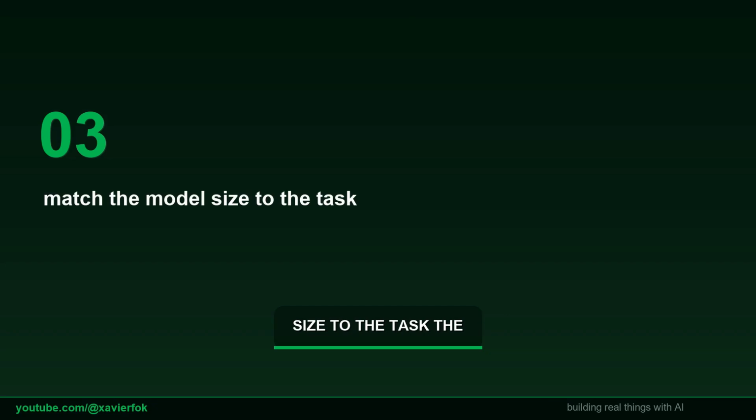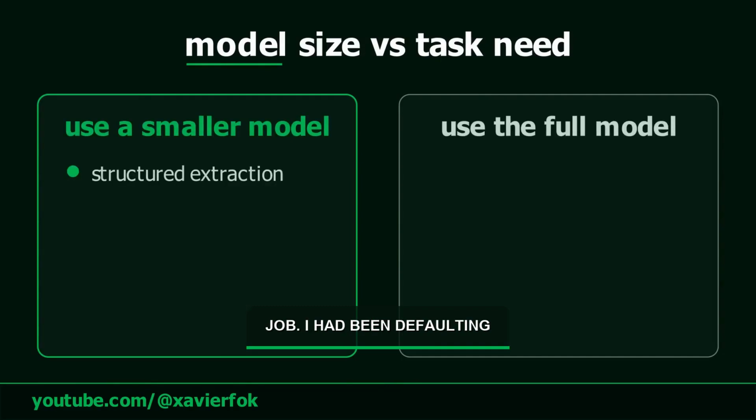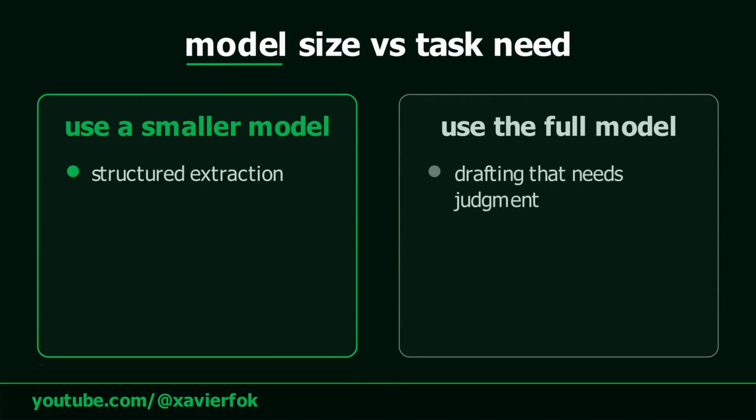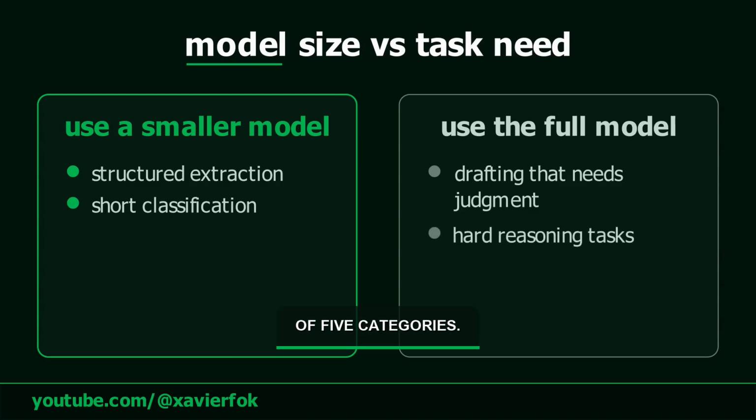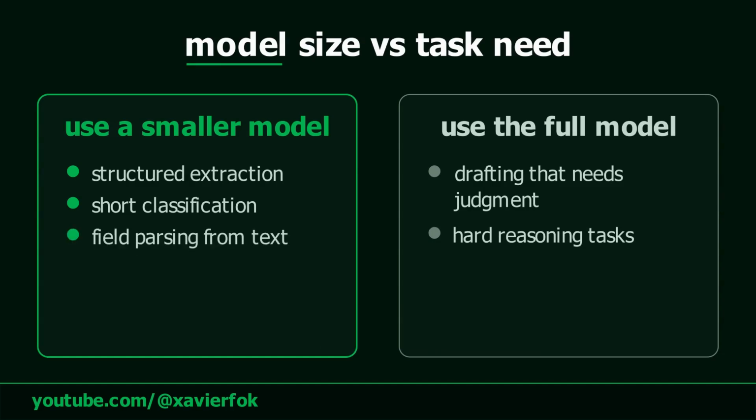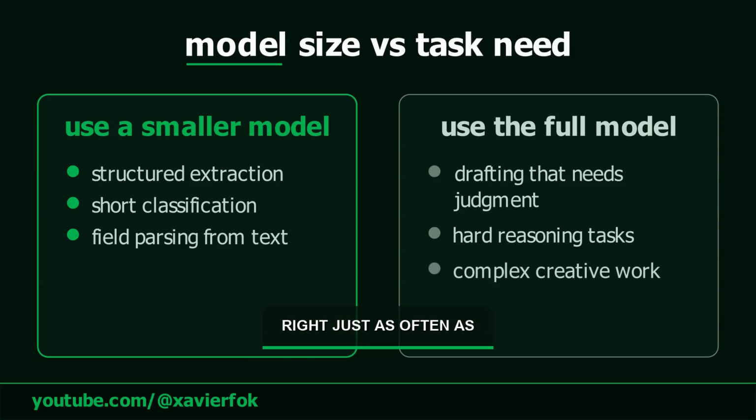Match the model size to the task. The first tactic that actually moved the needle was also the simplest. I stopped using the biggest, most capable model for every job. I had been defaulting to the strongest model available for everything, which felt safe, like I was guaranteed good results. But a lot of what I was doing did not need that. Summarizing a short document, extracting a field from structured text, classifying an input into one of 5 categories. These are tasks where a smaller, cheaper model does just as well. I ran some tests on structured extraction jobs. The smaller model got it right just as often as the bigger one, and cost a fraction of the price.